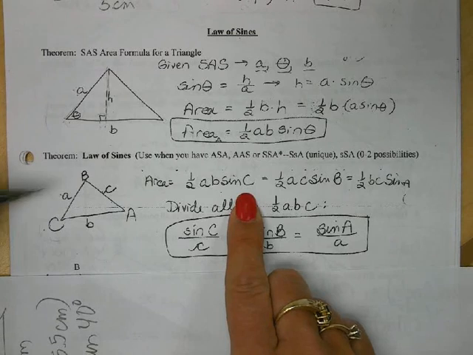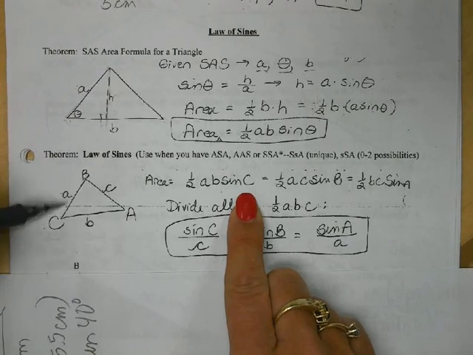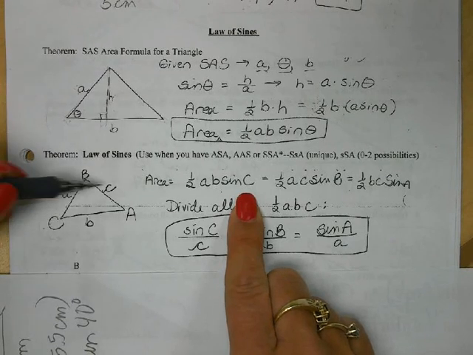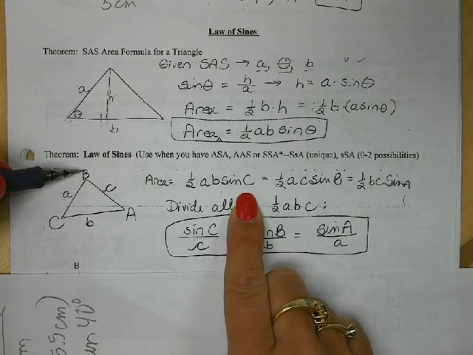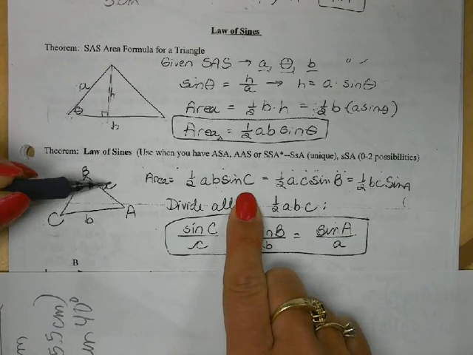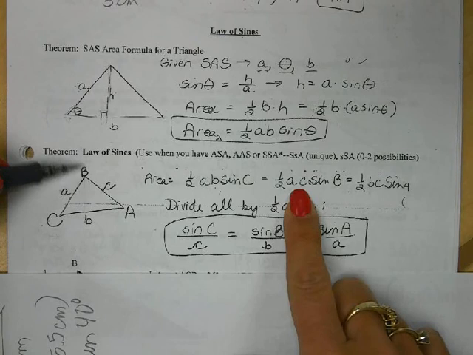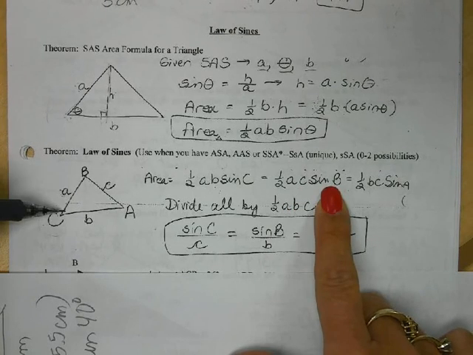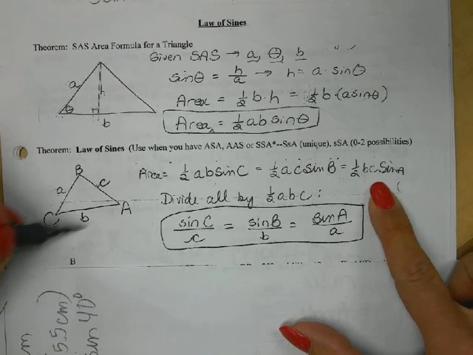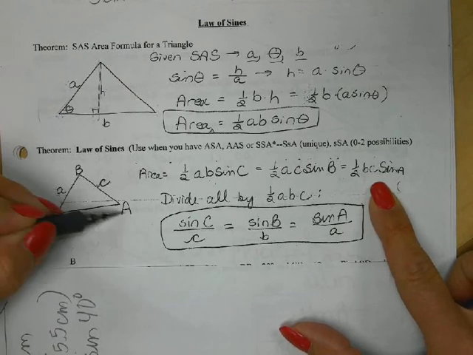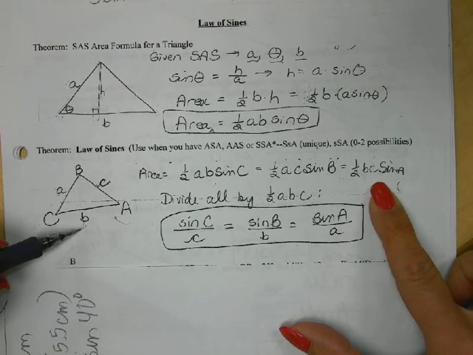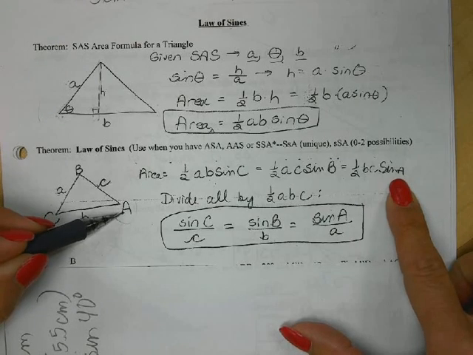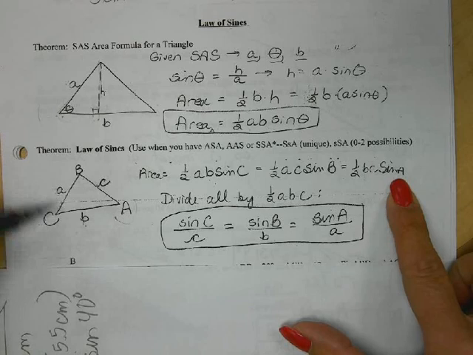Well, this triangle could also be determined by using these two sides and this angle. So 1/2 the product of these two sides times the sine of the included angle would also be the area of triangle ABC. And thirdly, if I had these two sides and this angle, 1/2 the product of these two sides times the sine of that angle would also give me the same area of that same triangle.